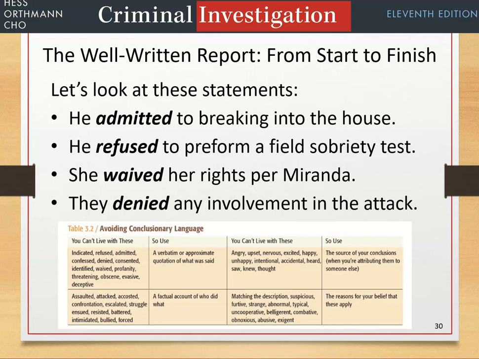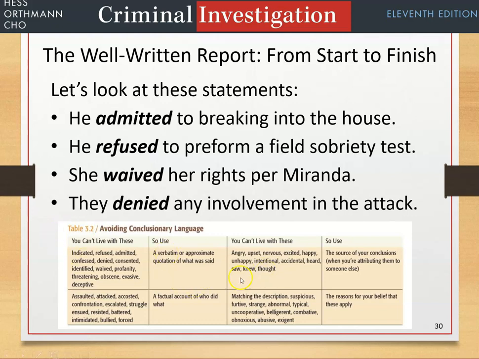So you're going to want to be a little more verbose in exactly what the person said. So when you see words like indicated, refused, admitted, confessed, denied, what you want to use is a verbatim or approximate quote of what they said. So you could say he admitted breaking into the house by stating, quote, blah, blah, blah. Or he refused. Well, how did he refuse? He sat down on the curb and told me that he wasn't going to do the test. You see what I mean?